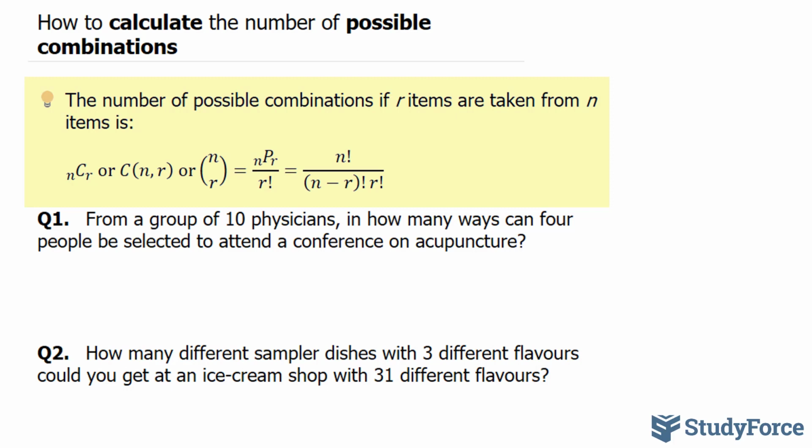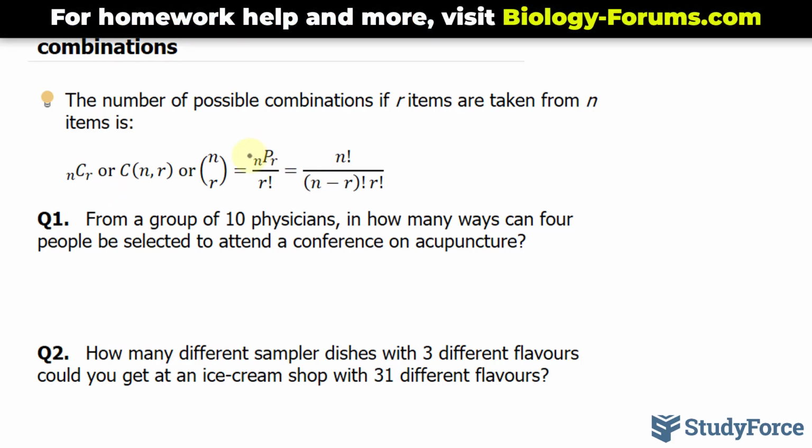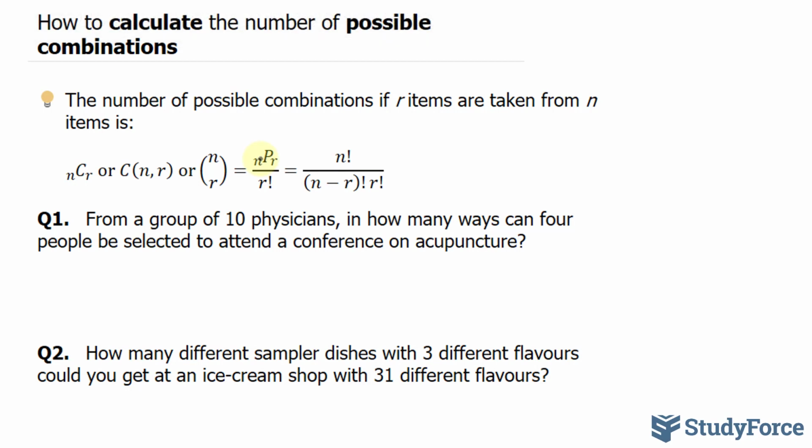The number of possible combinations if R items are taken from N items is shown as this mathematical formula, where you have N choose R is equal to, at the top we have N pick R, and we did permutations in one of our previous videos, divided by R factorial. And we have the formula for n pick r. If you substitute it into the numerator and divide by r factorial, you'll end up with this.